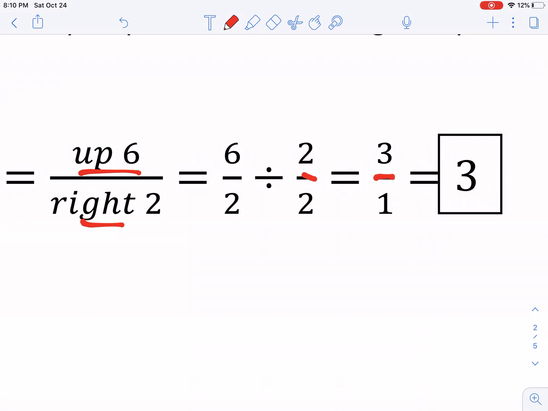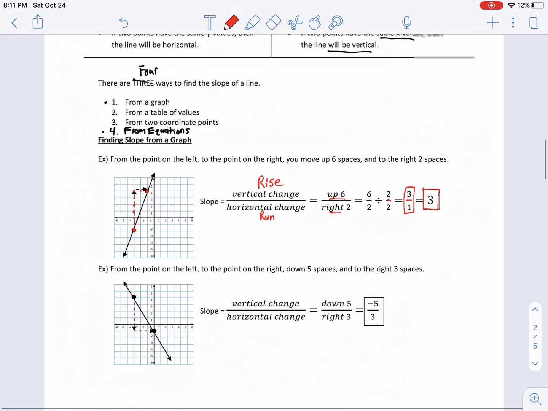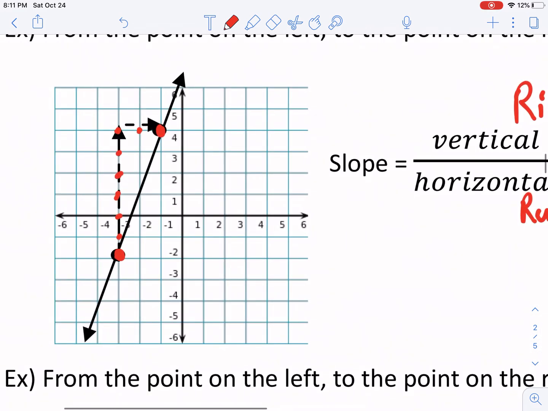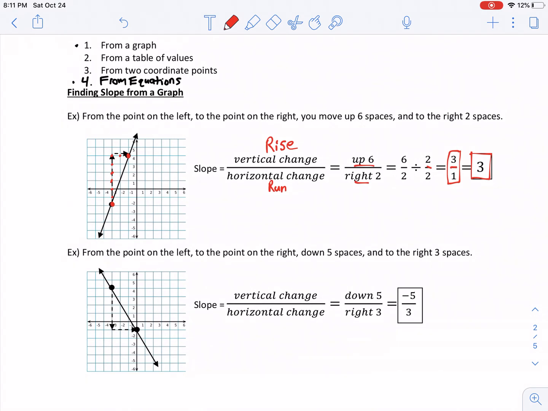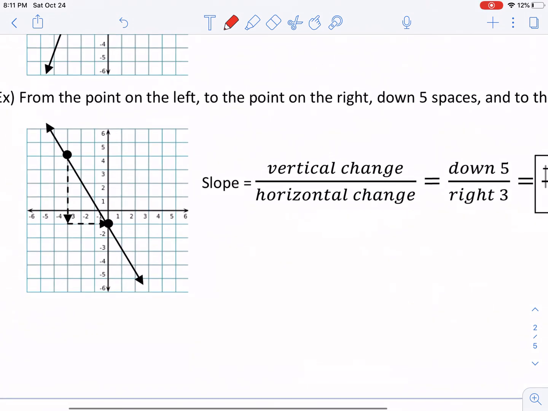So the slope of my graph, you could say is 3 over 1. That's acceptable. But since it's 3 over 1, we can simplify that further and just say it is 3. So the slope of this line, or the steepness of this line, is 3. Because we had to go up 6 and right 2. 6 over 2 is 3. Okay? Now let's find the slope of this guy.